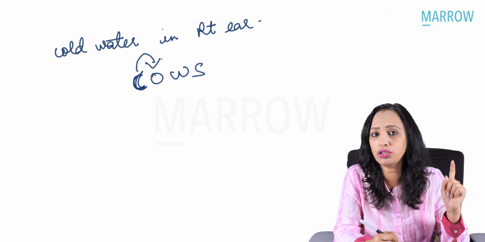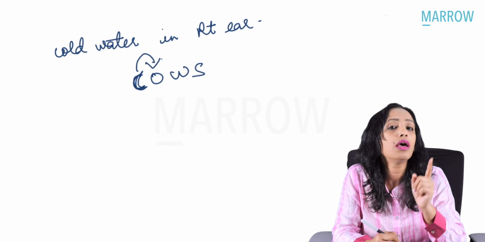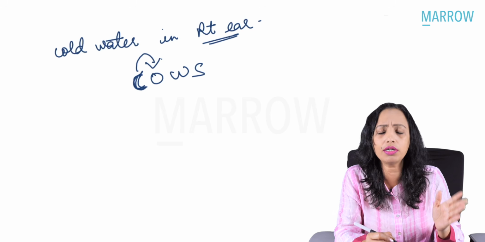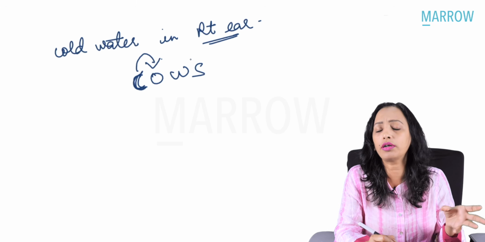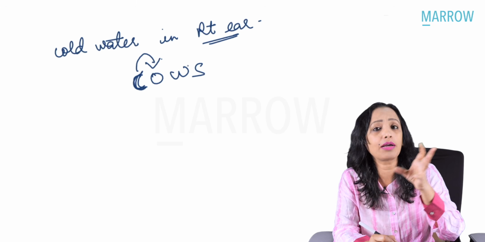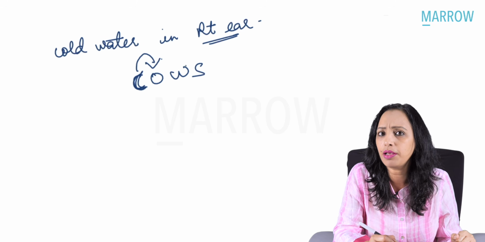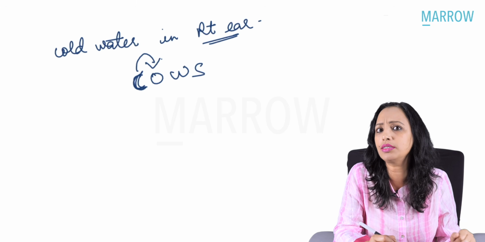What were the choices? Horizontal nystagmus towards the left, horizontal nystagmus towards the right, vertical nystagmus towards the left, vertical nystagmus towards the right. Now can you tell me what the answer will be? Horizontal nystagmus or vertical nystagmus?